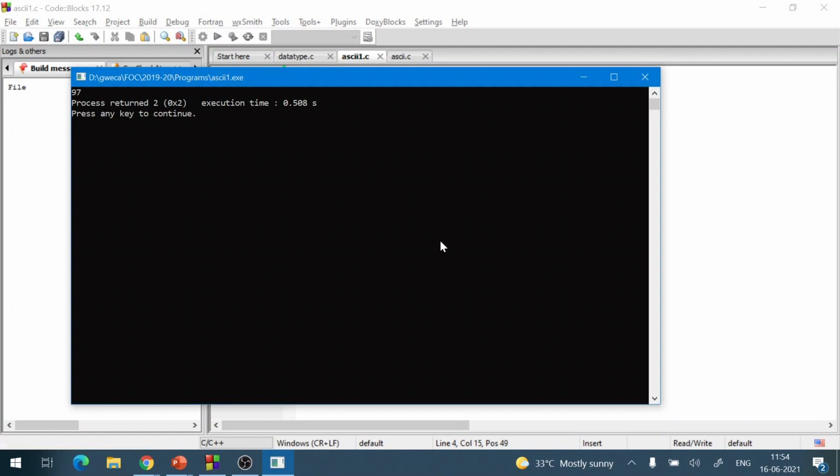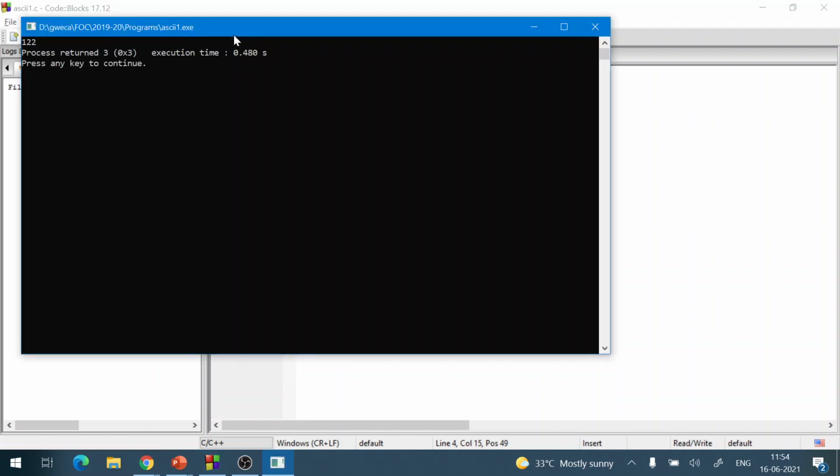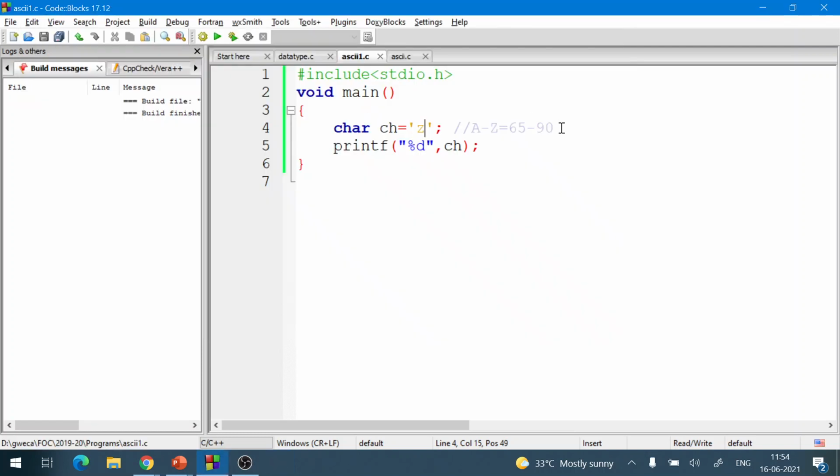Small a is 97, and small z is 122. So small a to z is 97 to 122. Now, what more characters are useful? Others are also useful, but let us see first the 0. This 0 is not the integer constant 0, but the character 0. This is not to be considered as the number 0, but it is the character 0.